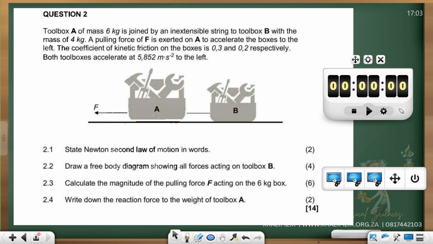Toolbox A of mass 6 kg. Can you guys hear me? Just to reconfirm, can you hear me? Make sure we're there. All right.